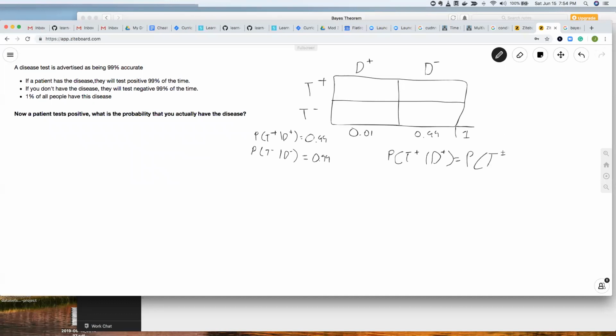the probability of test positive and D positive over the probability of D positive. If we fill in what we know, this part right here is 0.99. We don't know this part, but on this 2x2 table it is this box right here, test positive and D positive. Apologize, really struggling to write with this. And the probability of D positive is 0.01. So we can multiply this by this to get this. 0.01 times 0.99 equals 0.0099.